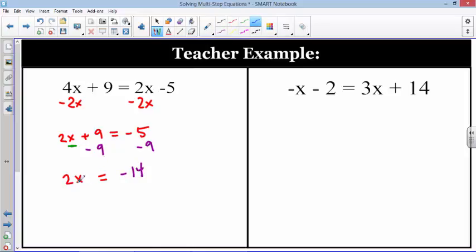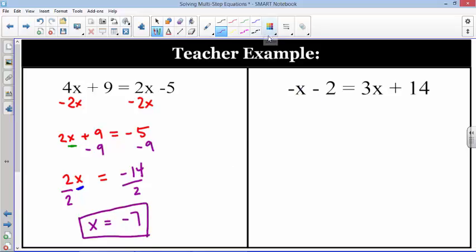So now I have 2 times x, 2x. I want to keep x, so I want to divide everything that's next to it on both sides. So I'm going to divide both sides by 2. My 2's are now gone, leaving me with just x. My equals comes down. I have negative 14 divided by 2, and that gives me a negative 7. So this one's finished up. Alright, let's try this next one.